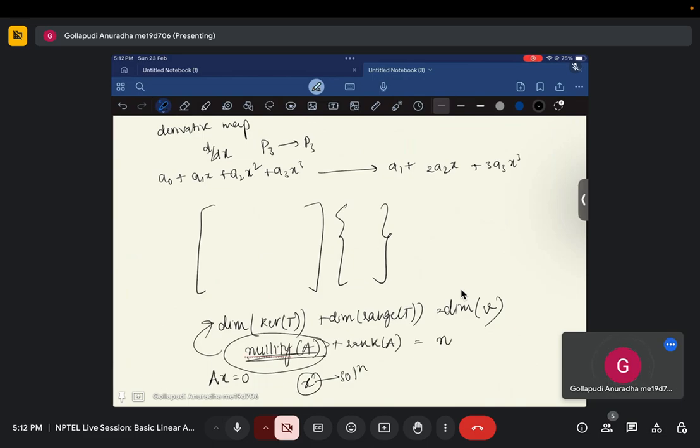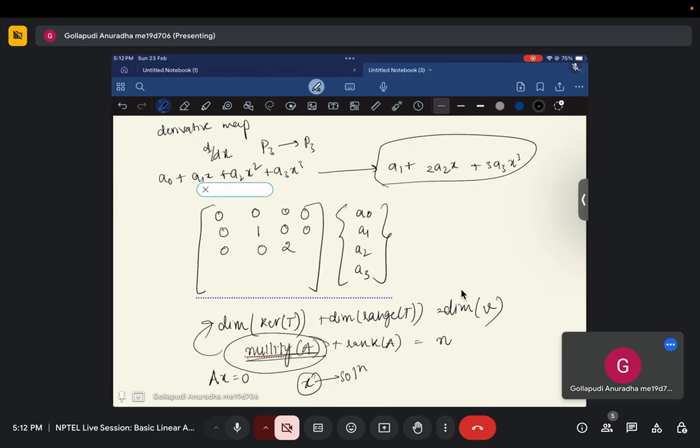So for example, for this transformation matrix, if we solve this, whatever solution we are getting, that will be the kernel.